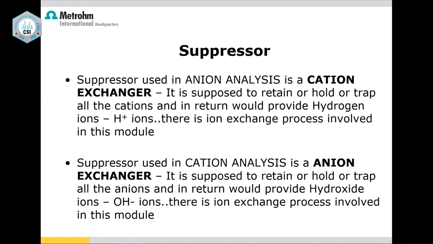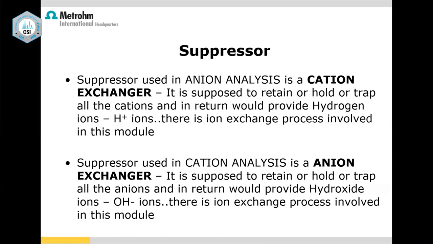So the suppressor is basically used in anion analysis. It's a chemical device, which is basically a cation exchanger when I use it for anion analysis. So what is its job? Its job is to retain or trap all the cations, and in return it will provide hydrogen ions. Similarly, a suppressor for cation analysis is basically an anion exchanger. It is supposed to hold all the anions, and in return, it will provide hydroxide ions. So exactly the opposite of the anion suppressor.